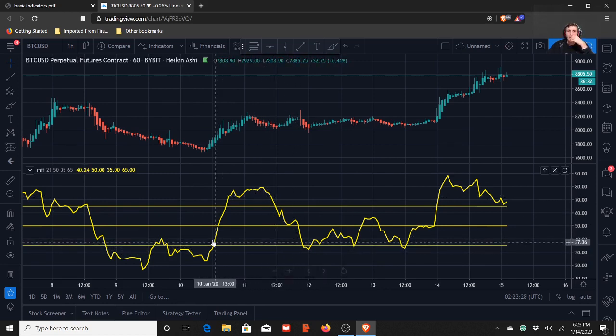Okay? So basically, anytime you see this thing curl up and we break the middle line at 50, it's a strong trend that we're going up. And when we get up here above the 65, it's kind of like an overbought, oversold level. And same down here. This is your oversold, this is your overbought. Basically saying, when we get a ton of money flowing in, you're going to get ready for a ton of money flowing out.